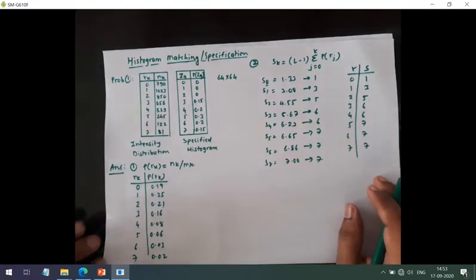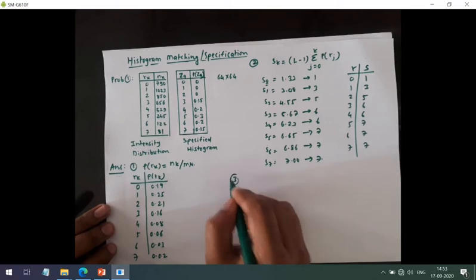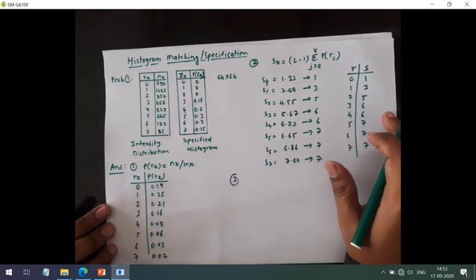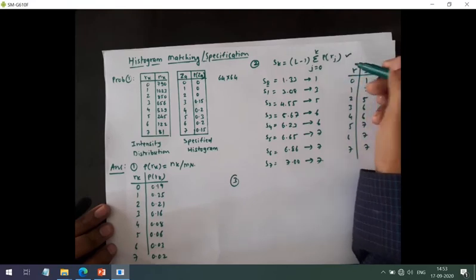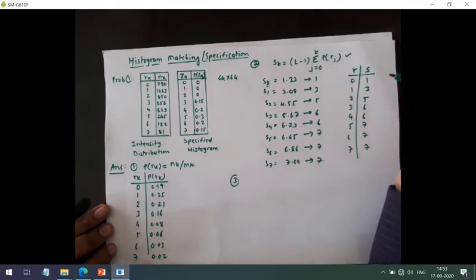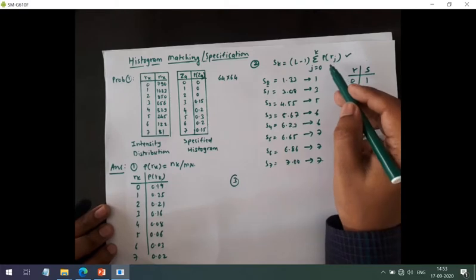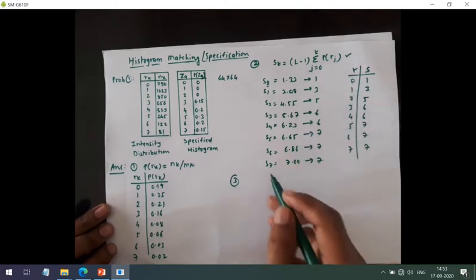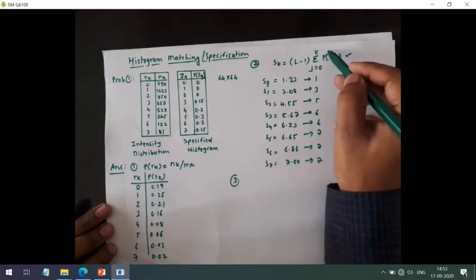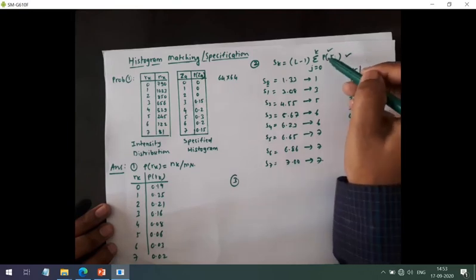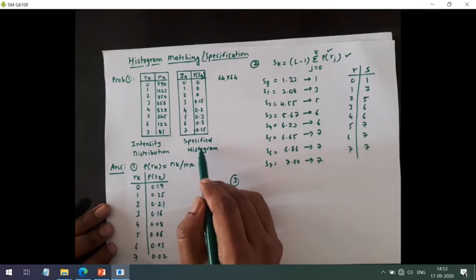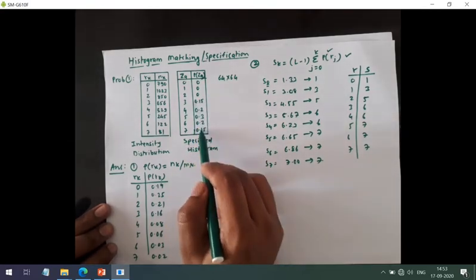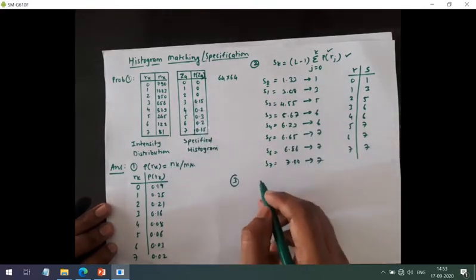Now, this was the step of histogram equalization. Now the same transformation function we have to use for histogram matching also. We have to apply this function a second time, but this time we have to use the normalized histogram of the specified histogram. So here we have the normalized score, and the formula looks like this.